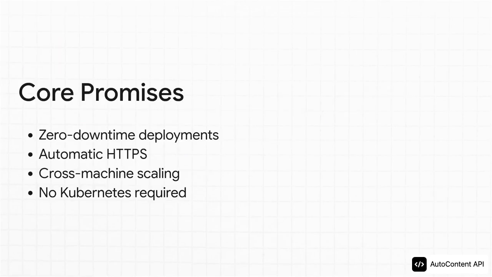And here's the payoff. We're talking about serious, enterprise-level features right out of the box. Think about a small team that needs to scale up fast, but doesn't have a dedicated DevOps person. With this kind of approach, they get zero downtime deployments, automatic HTTPS, super easy scaling across different machines, and they get it all without ever having to touch Kubernetes.